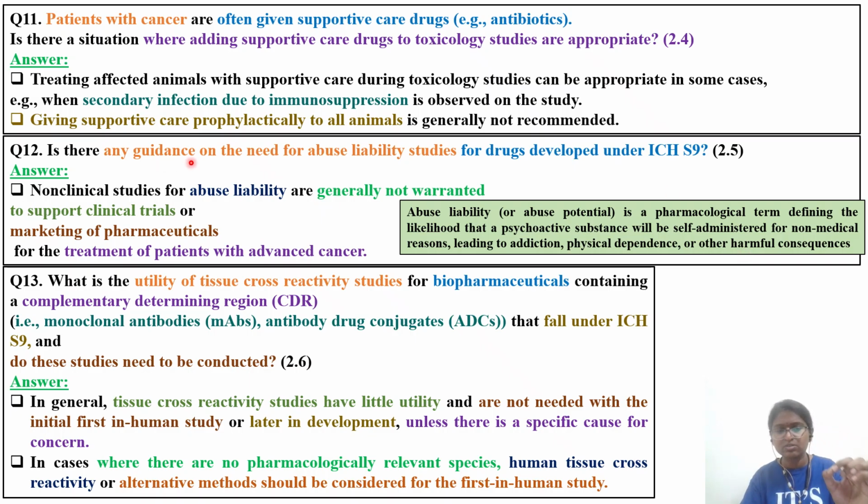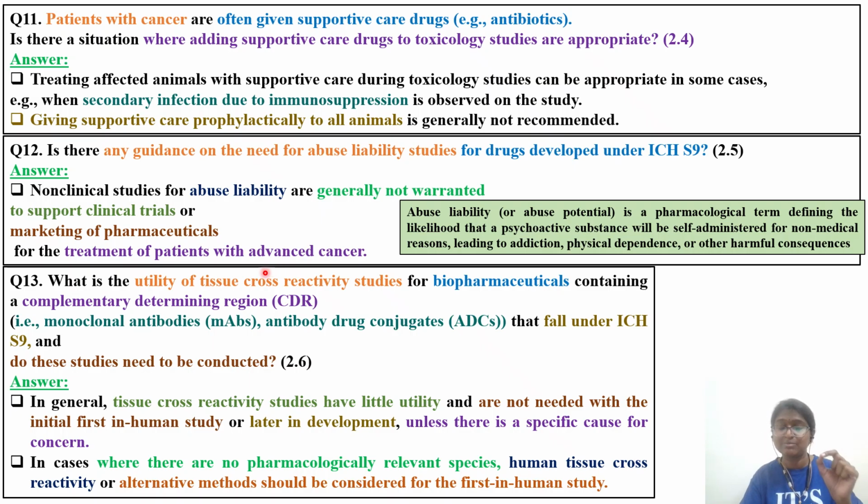Go back to the question once again. Is there any guidance on the need for abuse liability studies for drugs developed under ICH S9 guideline? The answer the regulatory agency is giving is that non-clinical studies for abuse liability are generally not warranted and not required as per ICH S9 guideline to support the clinical trials, whether phase 1, 2, 3, or marketing of the pharmaceutical. Even for marketing, you need not have any abuse liability study for the treatment of patients with advanced cancer. So stop the video, read, and understand in more detail.